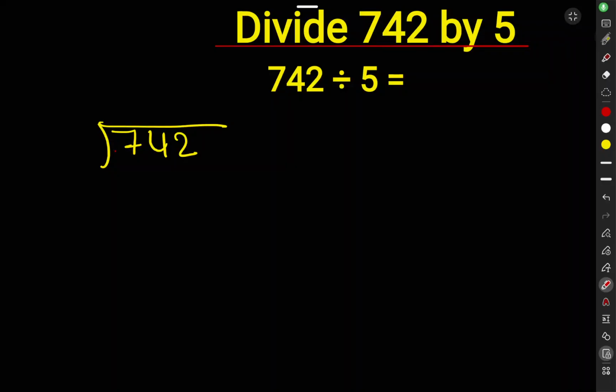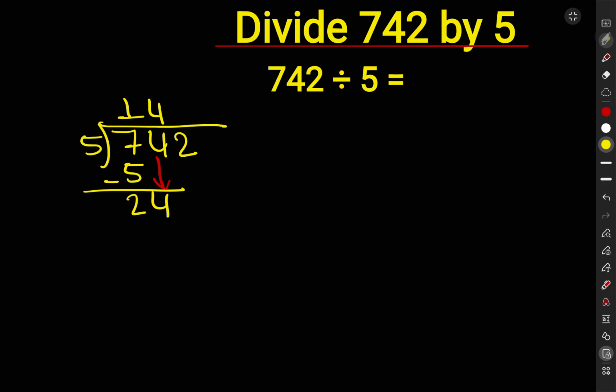We divide 742 by 5 in a long division method. 5 times 1 is 5. On subtracting we get 2. So now we put down this 4 and it is 24.